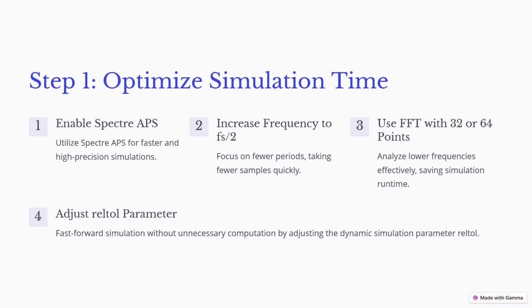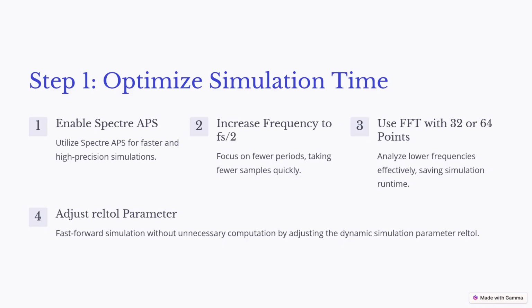Next, increase the simulation frequency to FS/2. By focusing on fewer points and reducing the number of cycles simulated, you can achieve results more quickly without losing key insights. It's also crucial to let all internal signals, such as reference voltages, stabilize before you begin sampling. Skipping this step can lead to misleading results that don't reflect the actual behavior of your design.